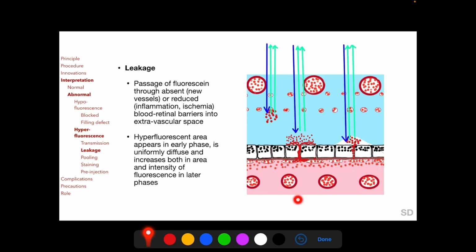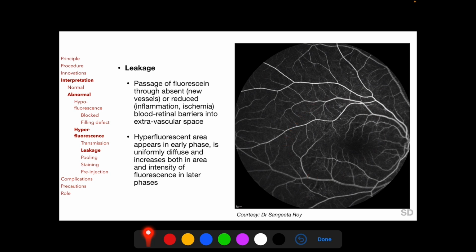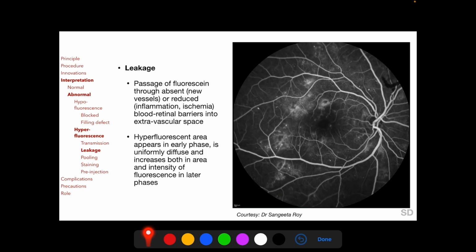So in this diagram, we see the three typical examples of leakage: one from the capillary, which commonly occurs in diabetic retinopathy, one from a choroidal neovascular membrane in the subretinal space, and the third is a central serous chorioretinopathy in which fluorescein leaks into the subretinal space through a focal RPE leak. In this early phase angiogram, we see microaneurysms of diabetic retinopathy, and in a later phase, both the area and the intensity of these hyperfluorescent regions increase.